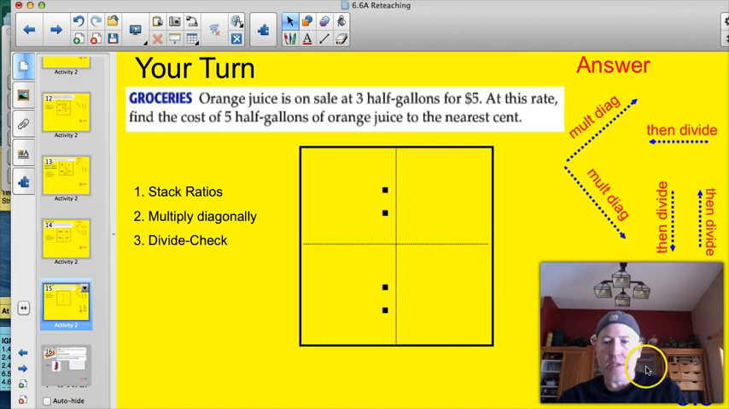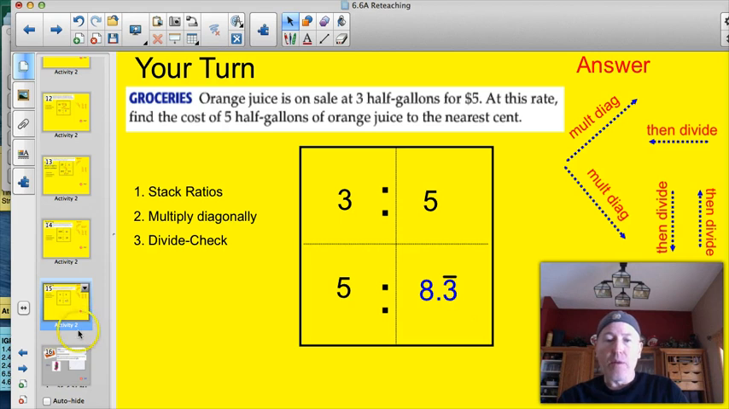All right, let's see, 3 gallons of orange juice at $5. How much is 5 going to be? Well, I know 6 would be at $10. 3 to 5, 6 to 10 would be equal, but if you put it in, you will get 8.3 repeating, or 8.33. Weird number, right? But it works. 3 times 8.333 repeating will be 25.